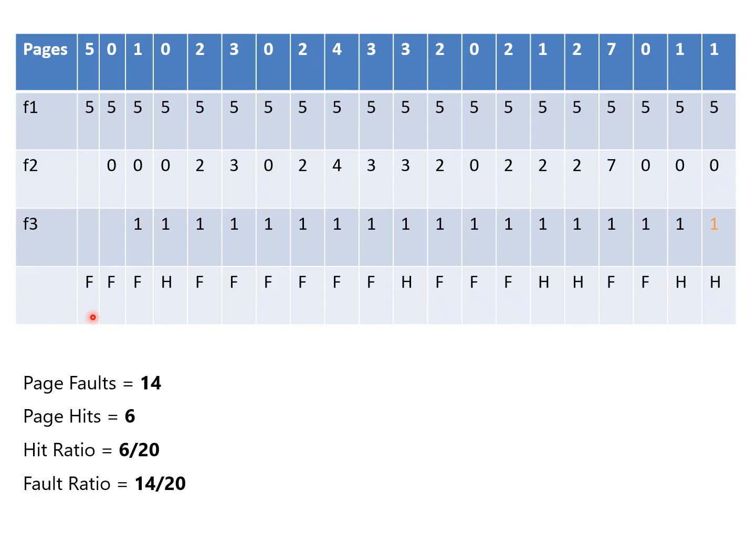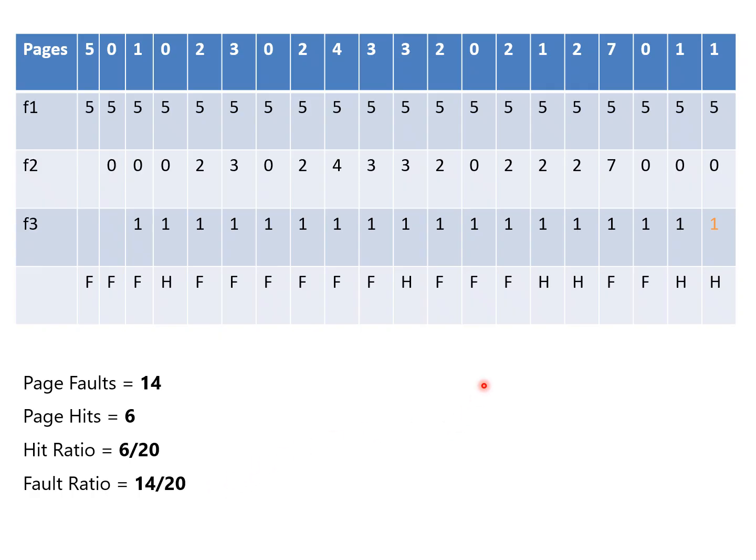So we'll count the total number of page faults and the total number of page hits. The total number of page faults are 14 and the total number of page hits are 6, and the hit ratio will be calculated now. And the fault ratio also should be calculated. Here the hit ratio is equal to the number of page hits divided by the total references. The page hits are 6 divided by 20, and the fault ratio is equal to the page faults divided by the total references, 14 by 20.